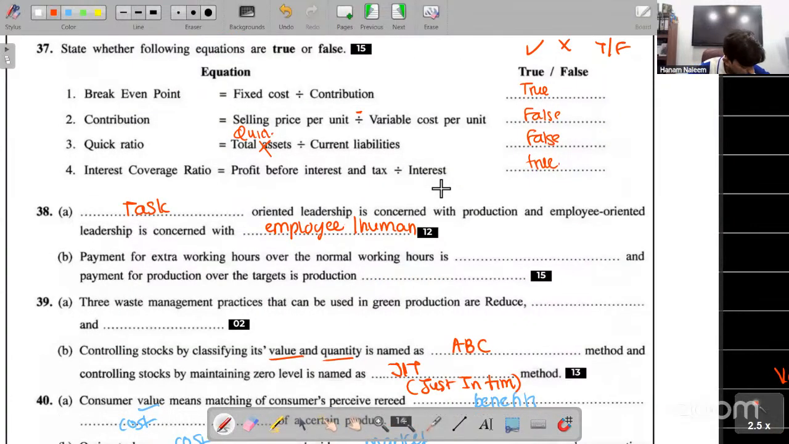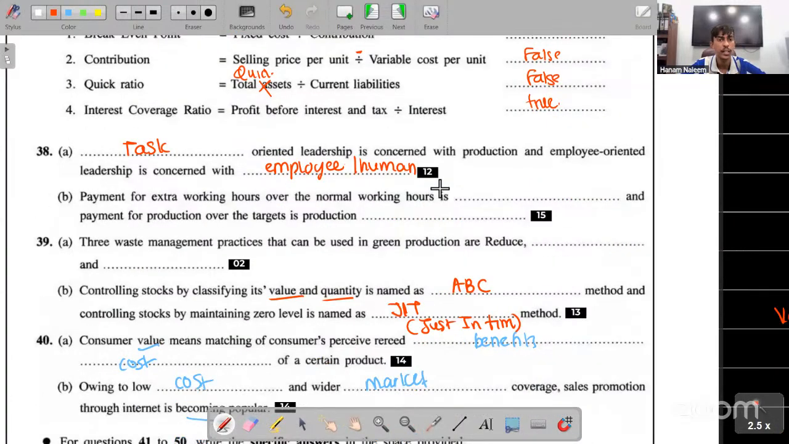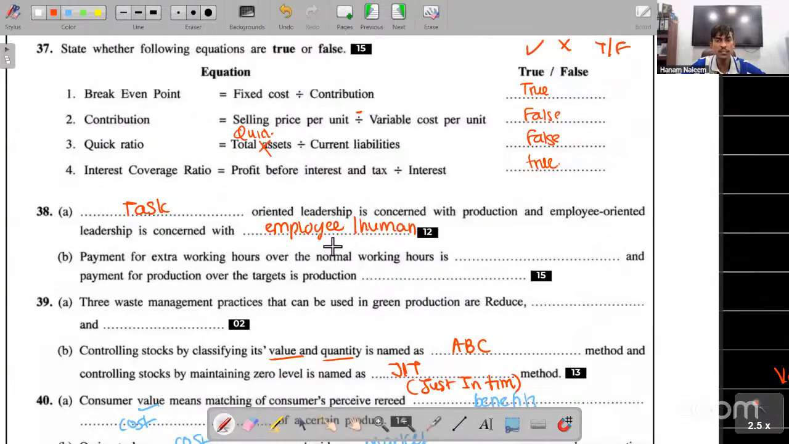Okay. Then question 38B. The payment for extra working hours over the normal working hours. So a person had to work only 8 hours for a day. If they're working more than 8 hours, the payment we make is something called overtime payment. And also the payment for production over the targets. So some of you would have studied under labor costing. There are two types of payment method. Some employees you pay based on the hours they work.